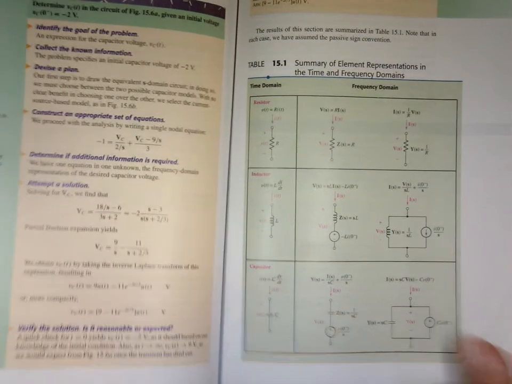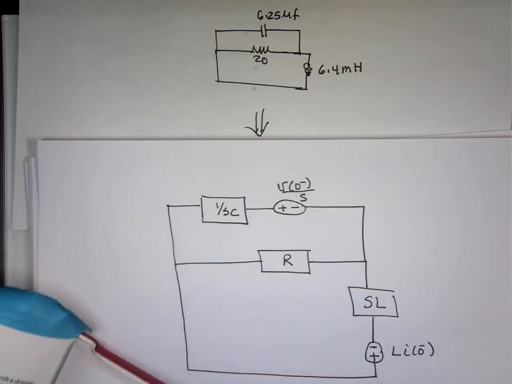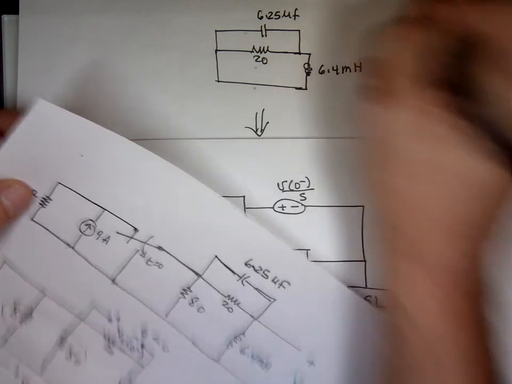So once you have these two, what was the question? Initially, I forgot. You wanted I sub 1, which is right here. Right, V out. Was it across the inductor? Yep.